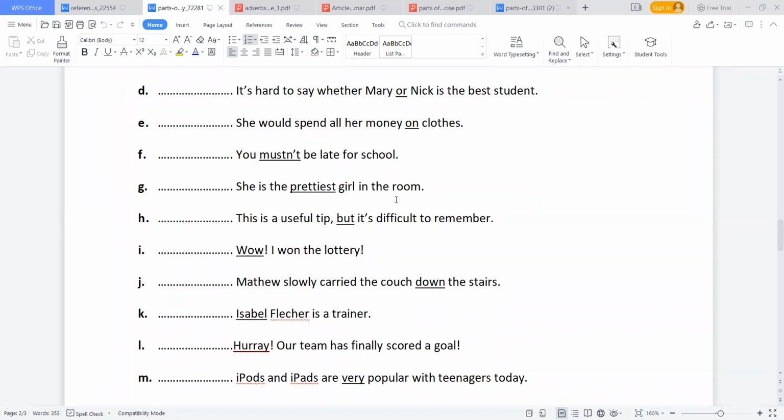Next, she is the prettiest girl in the room. So prettiest is an adjective. Next, this is a useful tip, but it's difficult to remember. But is a conjunction, because we are just joining two sentences. Next, wow, I won the lottery. So wow is an interjection.